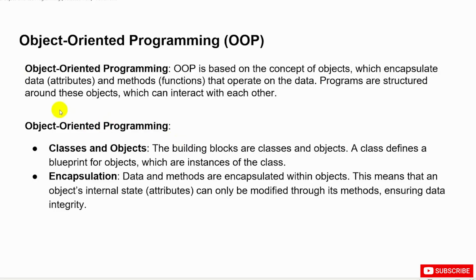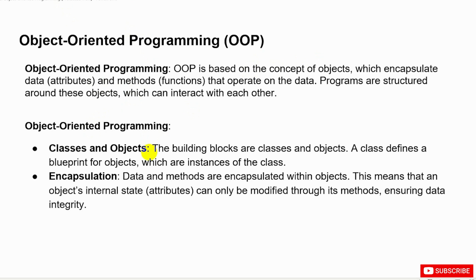The next topic is object-oriented programming. Object-oriented programming is based on the concept of objects, which encapsulate data, or attributes, and methods, or functions, that operate on the data. Programs are structured around these objects, which can interact with each other. The core concepts are classes and objects, encapsulation, polymorphism, and inheritance.